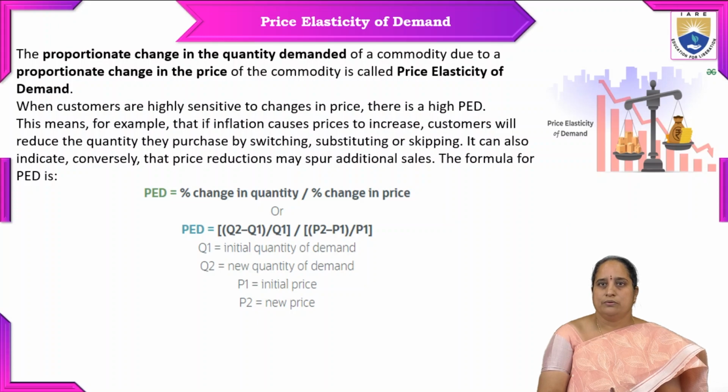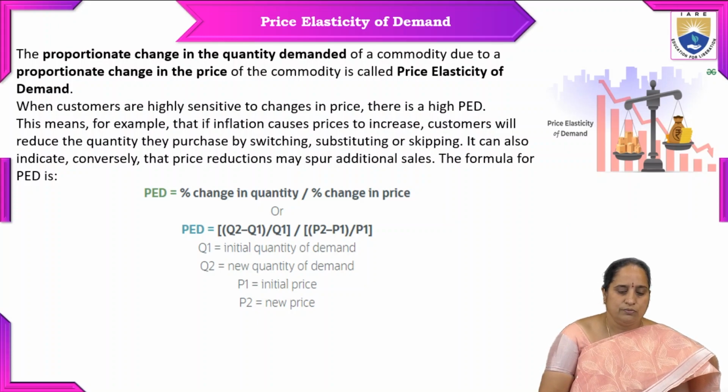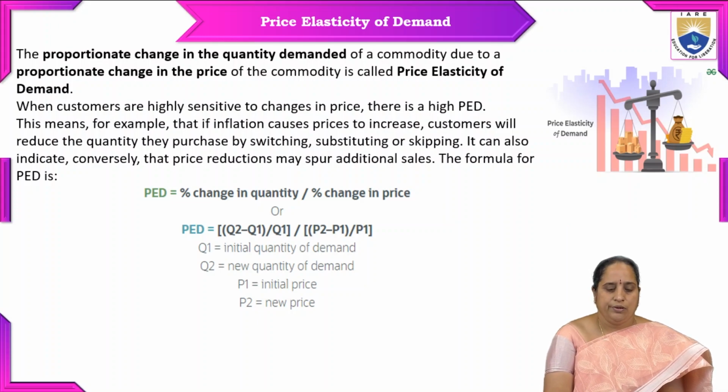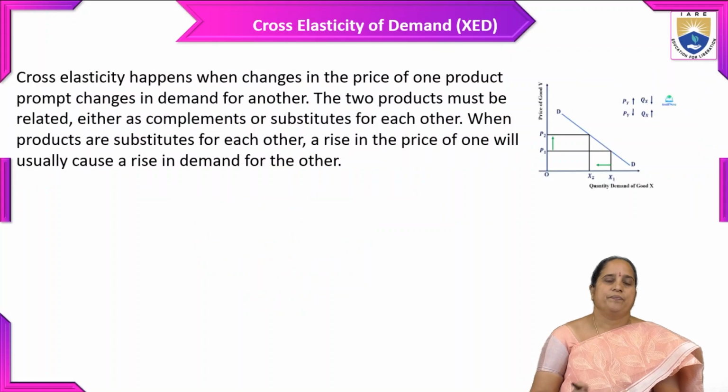The formula to calculate price elasticity of demand is the percentage change in quantity divided by the percentage change in price, which can be expressed as (Q2 minus Q1) by Q1 divided by (P2 minus P1) by P1, where Q1 is the old quantity demanded, Q2 is the new quantity demanded, P1 represents the initial price and P2 indicates the new price.